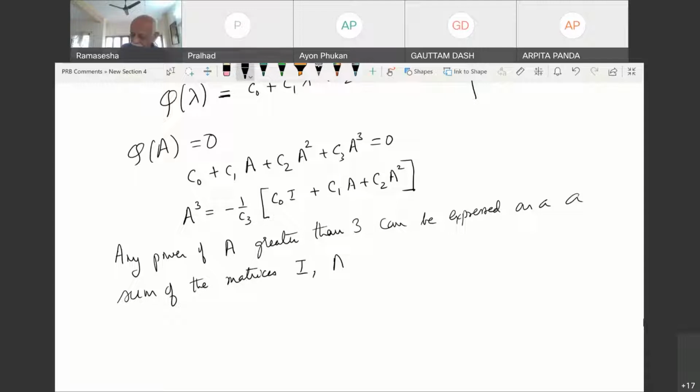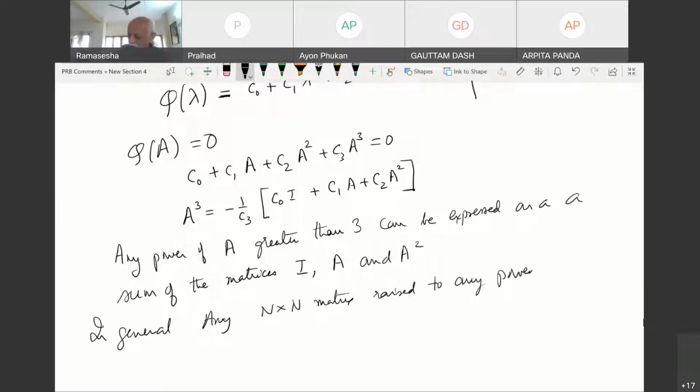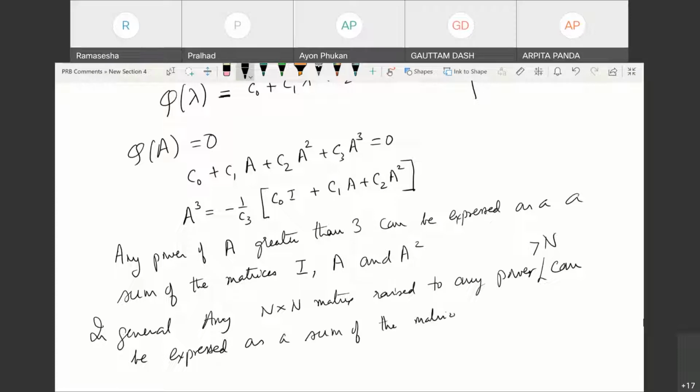Or in general, any n by n matrix A raised to any power greater than n can be expressed as a sum of the matrices I, A, A squared, etc., up to A to the power n minus 1. So you never have to go beyond that.